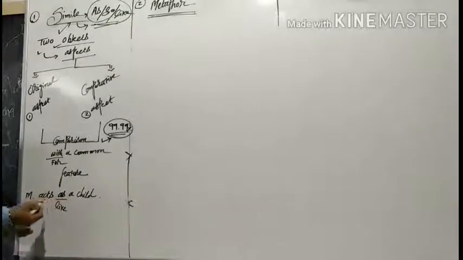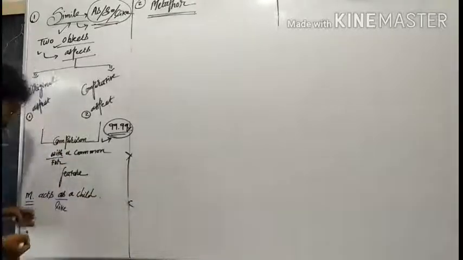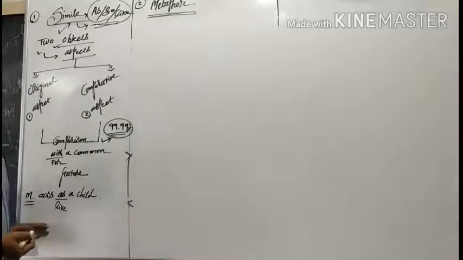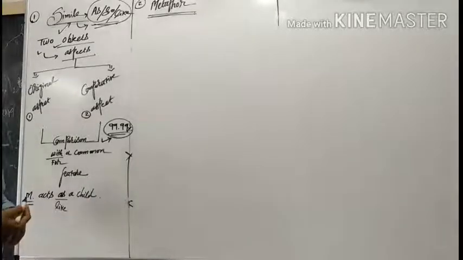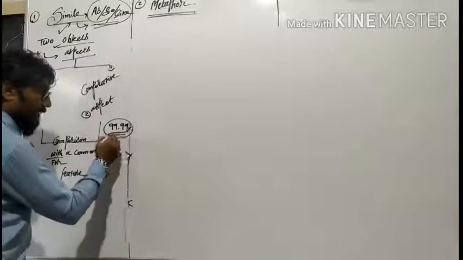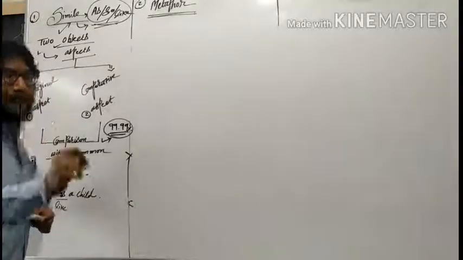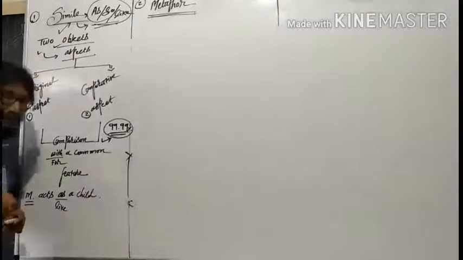Meera acts like a child. Meera is not a child. Meera is a matured girl, but she acts like a child. She acts as a child. Hence, Meera is equal to a child up to 99.99%. Not exactly equal to. Just like.